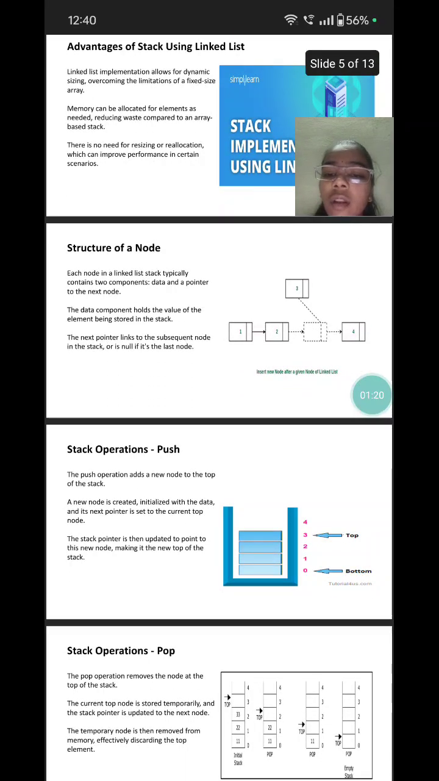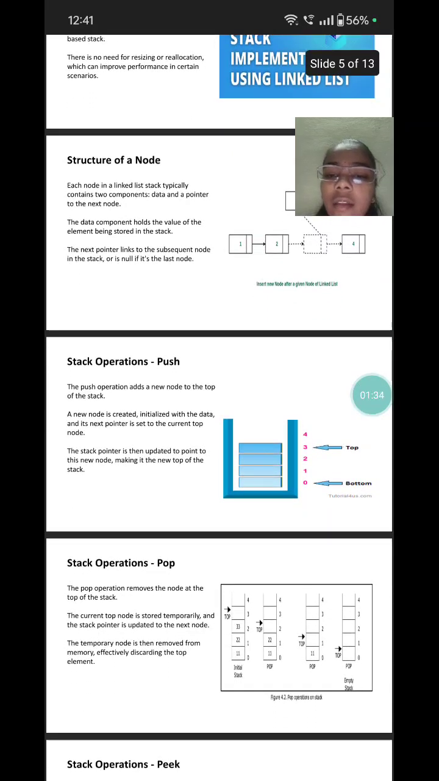Structure of a node. Each node in a linked list stack typically contains two components: data and a pointer to the next node. The data component holds the value of the element being stored in a stack. The next pointer links to the subsequent node in the stack or is null if it's the last node.